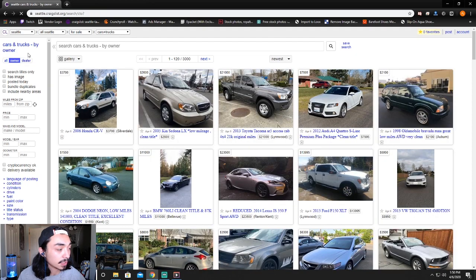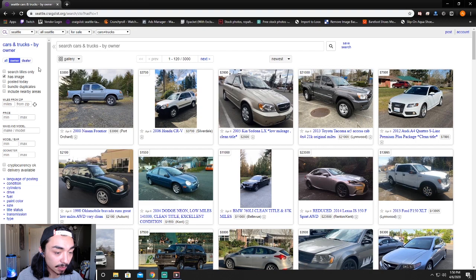I click owner. Now this is only going to show you posts that are by the owner only. I go to has image because people that are trying to sell cars without an image are just crazy. Doesn't make any sense. You can input stuff like posted today, bundle, duplicate, stuff like that. I don't need any of that. Include nearby areas, so that can expand the search further.